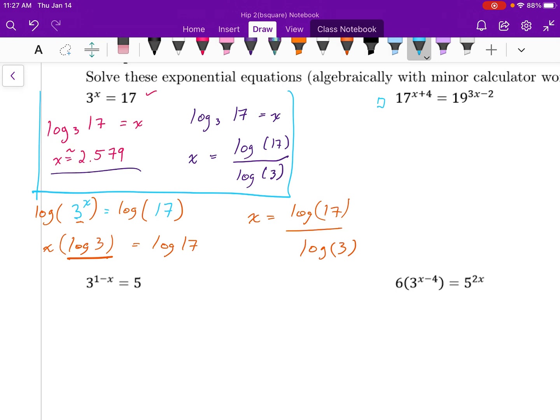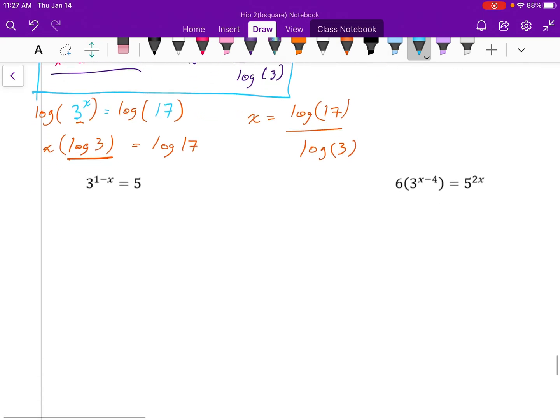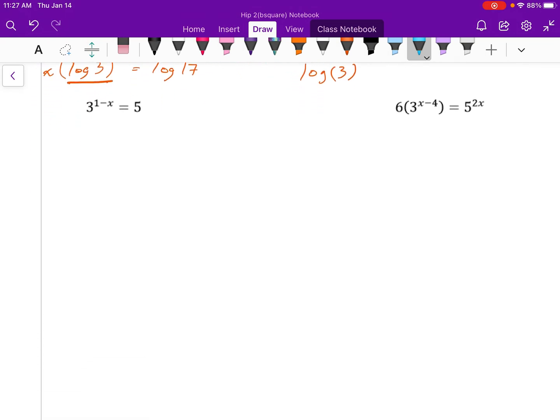All right, let's move on to a different question. Now, I'm just going to warn you, this question scared me. It scared me hard. So maybe I'm just going to leave that up there and tackle this last. Right now, I'm going to look at 3 to the power of 1 minus x is equal to 5. I'm going to choose to solve this two ways.